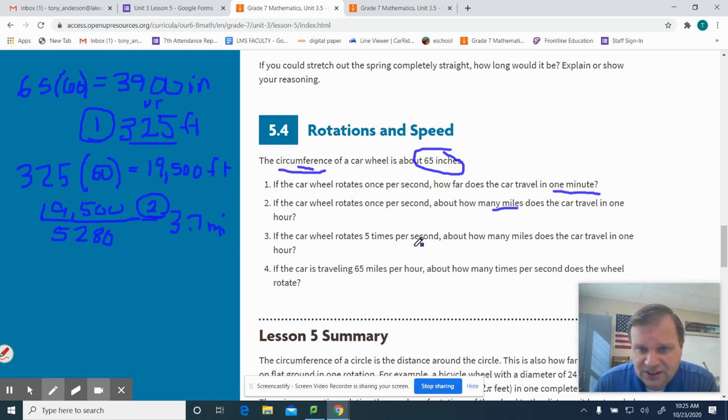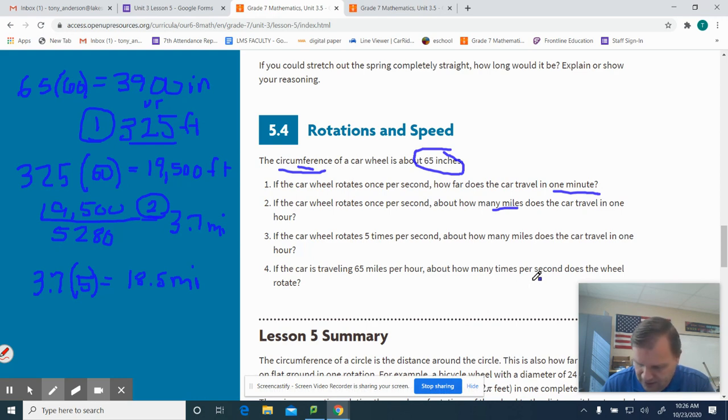Number 3, if the car rotates 5 times per second, we got 1 second here, we got 5 seconds here. So that means however far it goes, we're going to have to multiply that by 5. If we use the miles, it's going 5 times faster. So when we get that, that's going to give us about 18.5 miles.